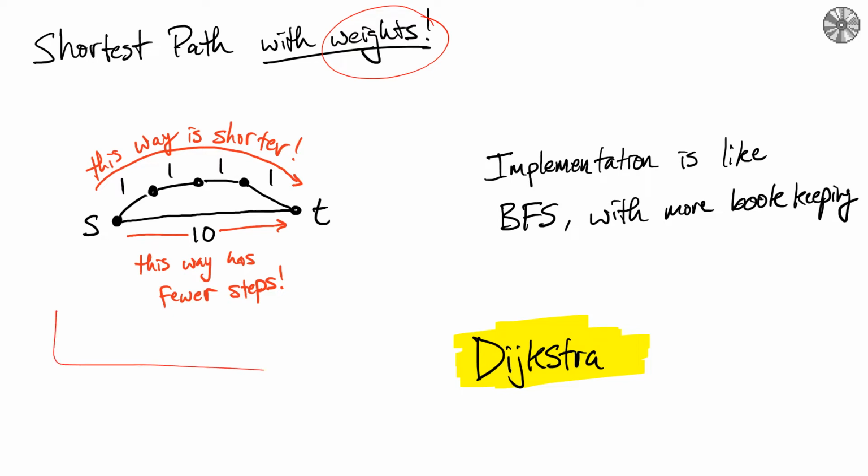And so this is a simple example of one where this path has a larger number of edges, but this has a heavier weight. In this case, this has weight 10, but only one edge. And this has weight 4 and 4 edges.